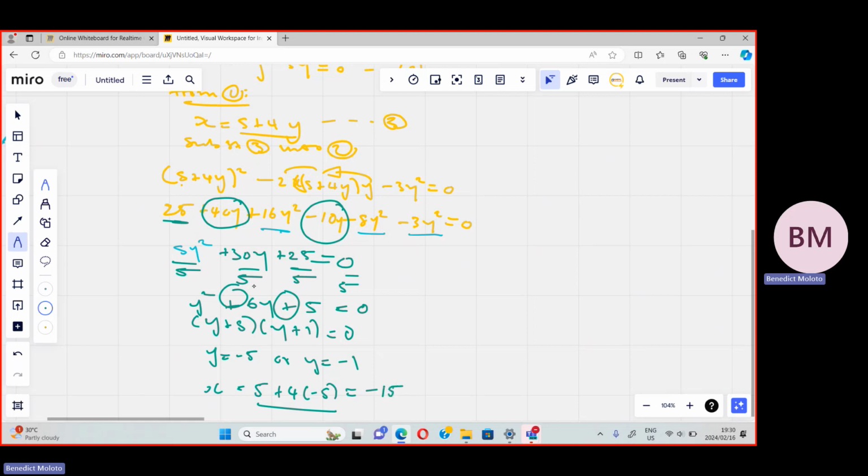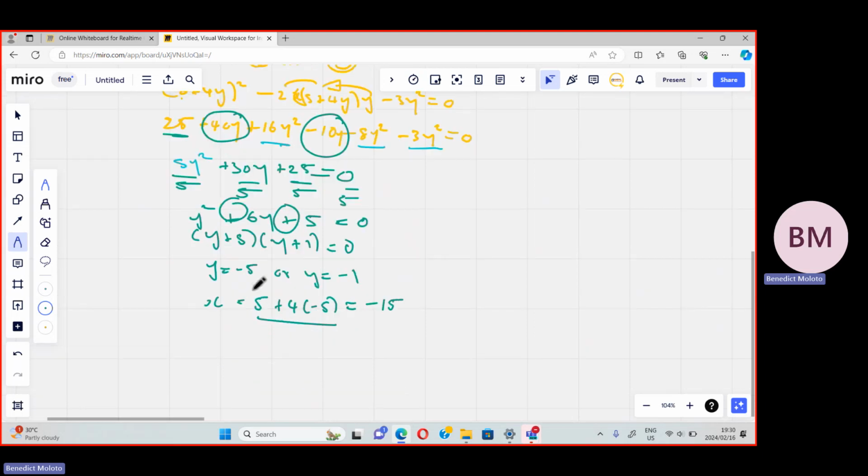Negative 15. Then you go again, substitute it again. It's going to be x is equal to 5 plus 4 times negative 1, which equals 1. And these are your values. Then you prove it the same way that I did last time.